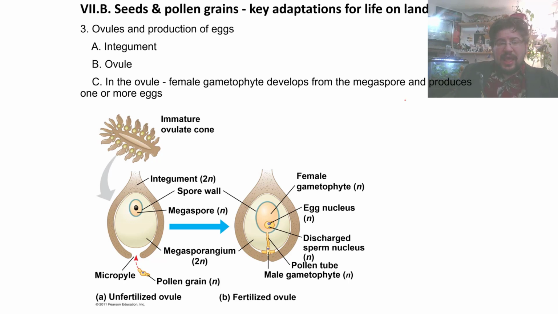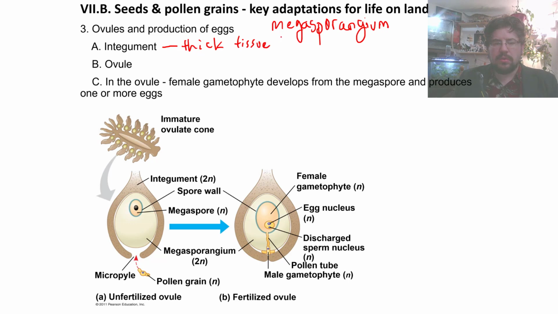All right, so the megasporangium is worth talking about. So the megasporangium is surrounded by tissue called the integument, right? So this is a thick tissue layer, and it makes up the outside of the ovule. The outer covering of the ovule.